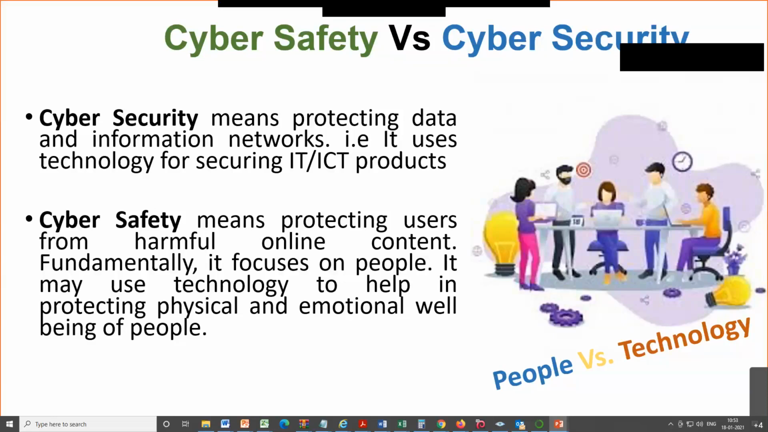Cyber safety is mainly protecting the users from harmful online content, whereas cyber security is using technology like firewalls and antiviruses for securing your devices. So it's majorly people versus technology. When you are using technology to protect something, it is called cyber security. When you do a practice to be part of cyber security, that practice is generally done by people, so that comes under cyber safety. I hope you understand the difference between cyber safety and cyber security.